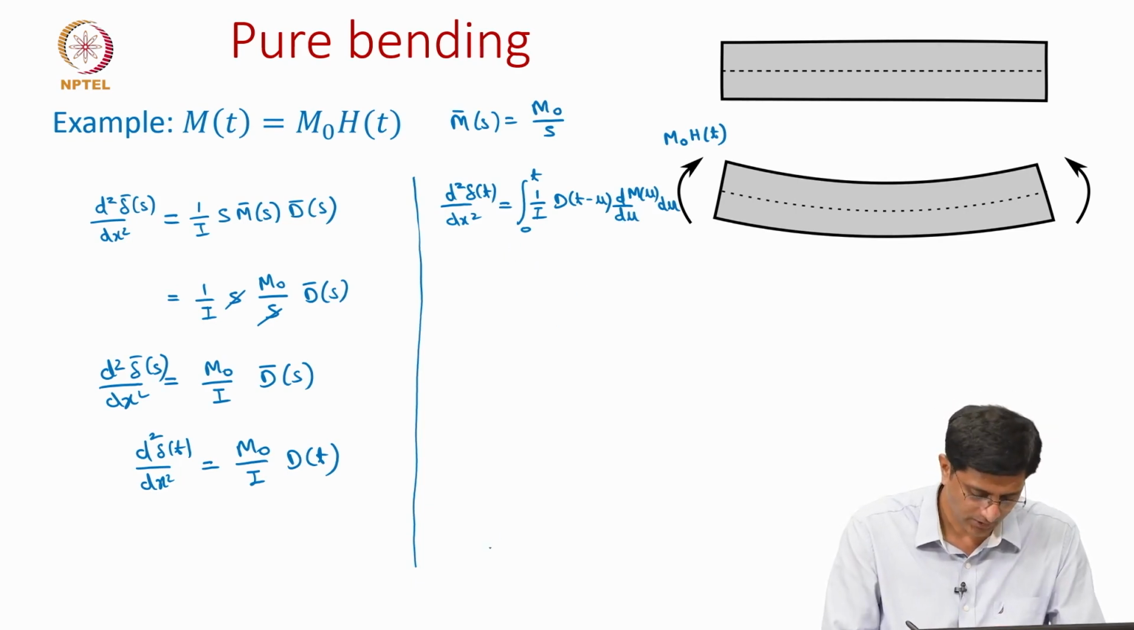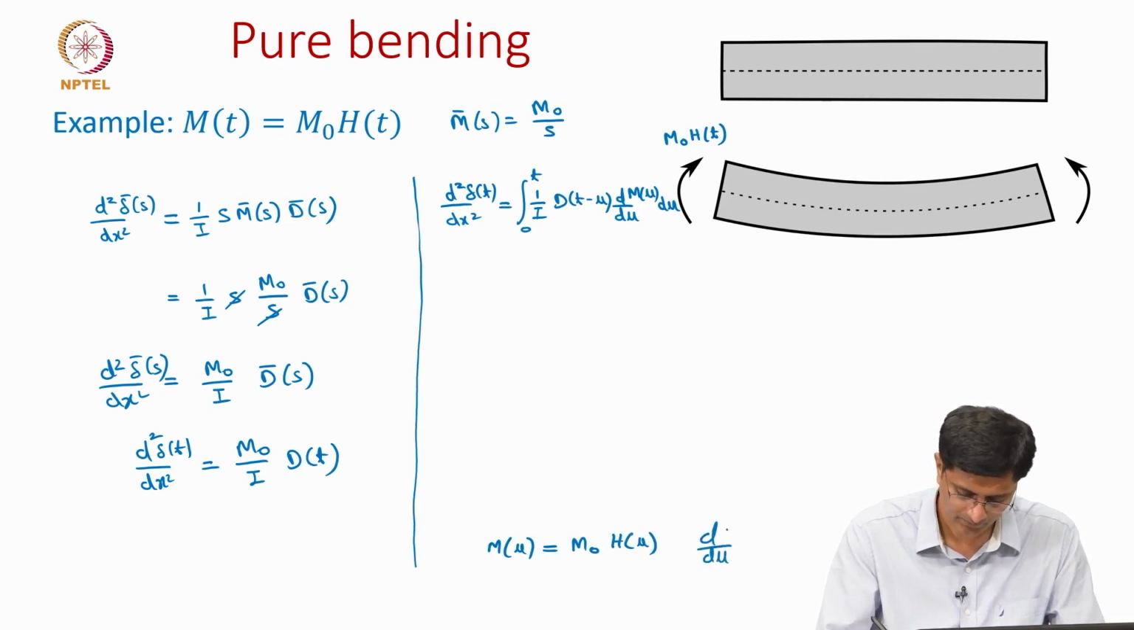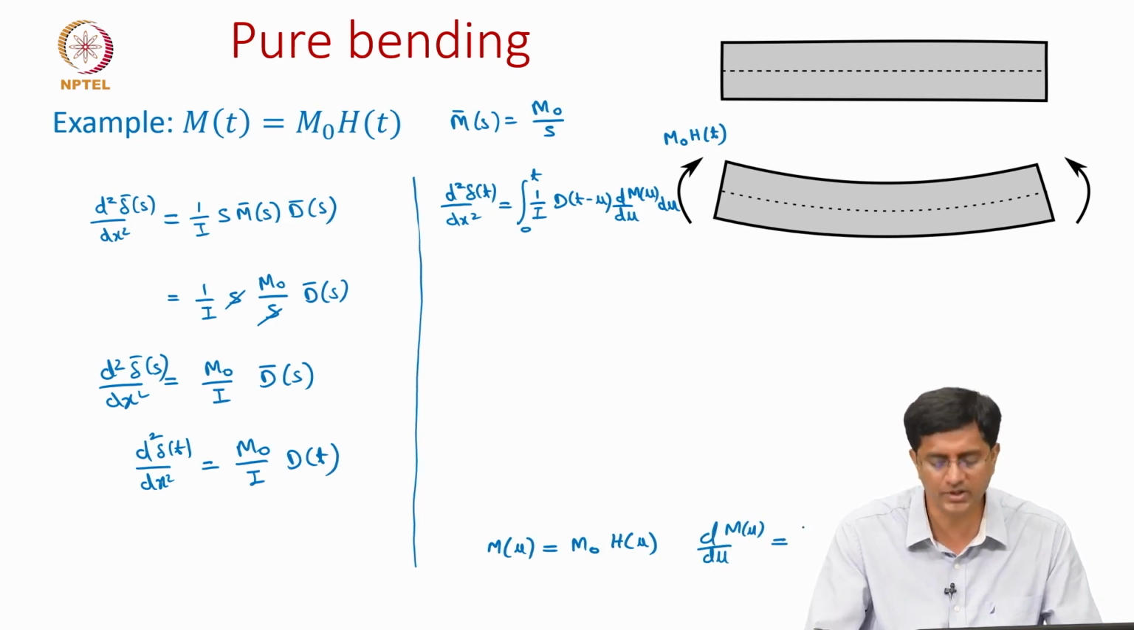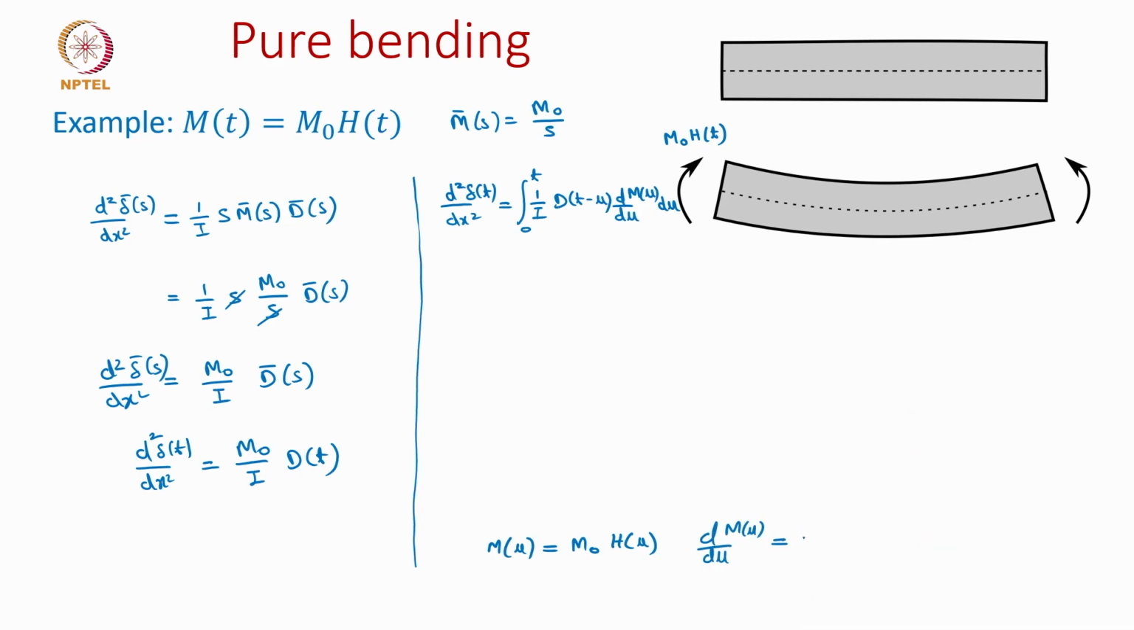So, first let us write the given moment in terms of u, which is M naught times H of u, and the derivative of this is, since the derivative of the step function is the Dirac delta function, we will write it as M naught times the Dirac delta function delta as a function of u. Okay. So, let us substitute this into the integration.